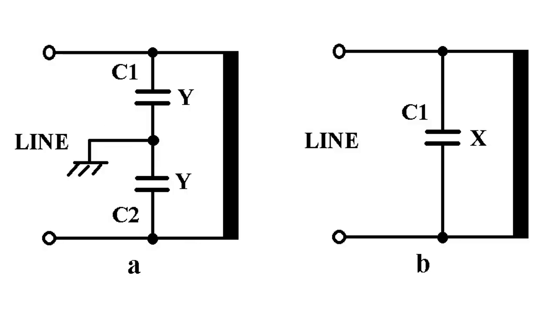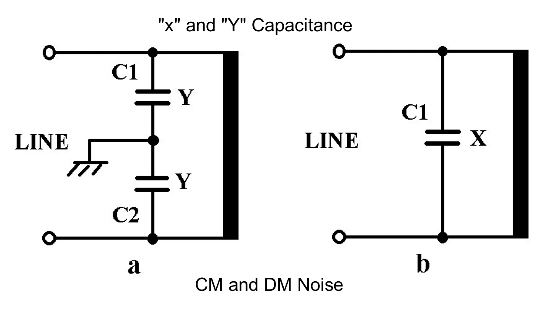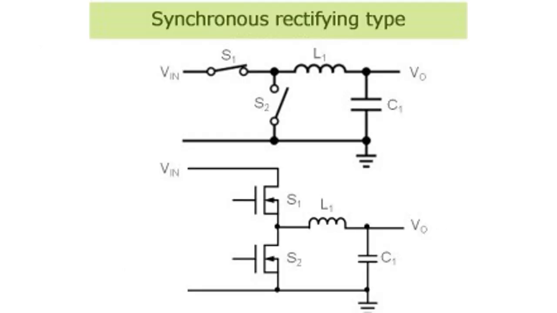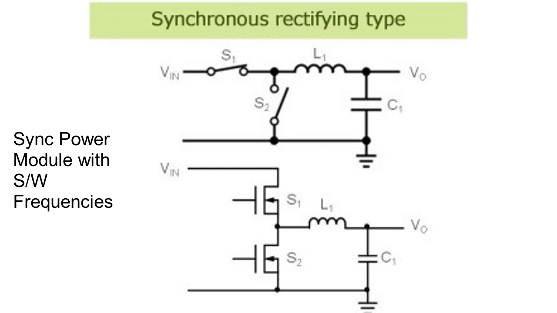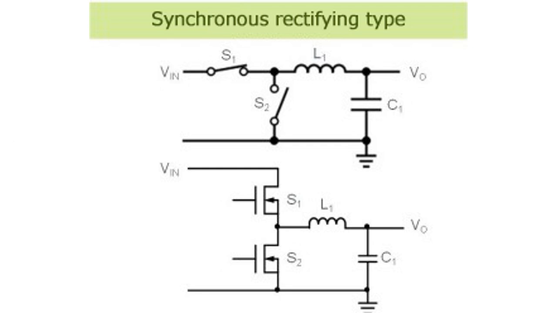X capacitors are connected between the line phases and are effective against differential mode. Y capacitors are the EMI capacitors that are connected from the input power feeds to chassis ground and are effective against common mode. Synchronizing power modules has the benefit of eliminating beat frequencies caused by two or more devices operating at frequencies that are close to one another.